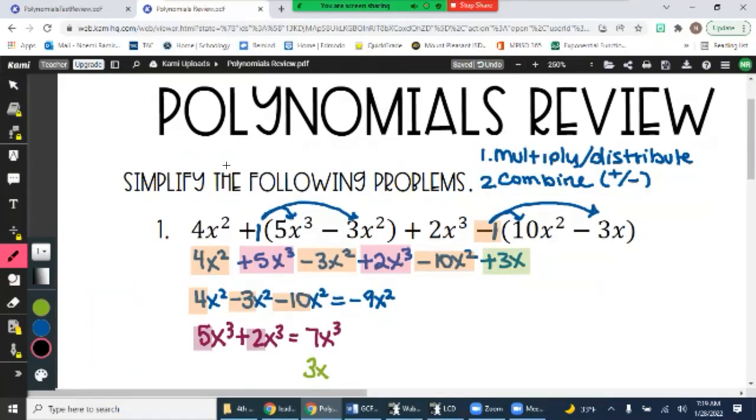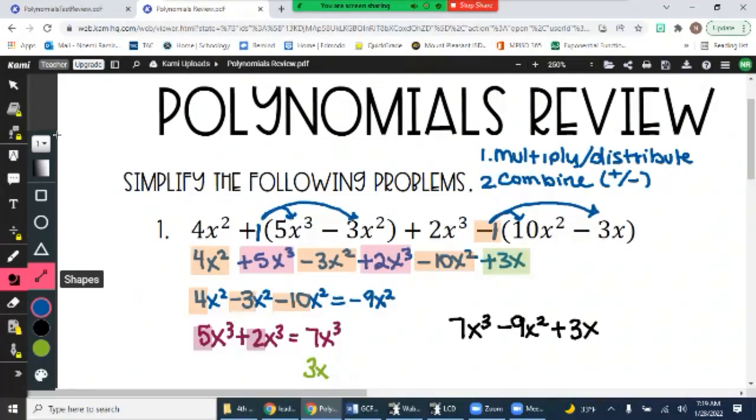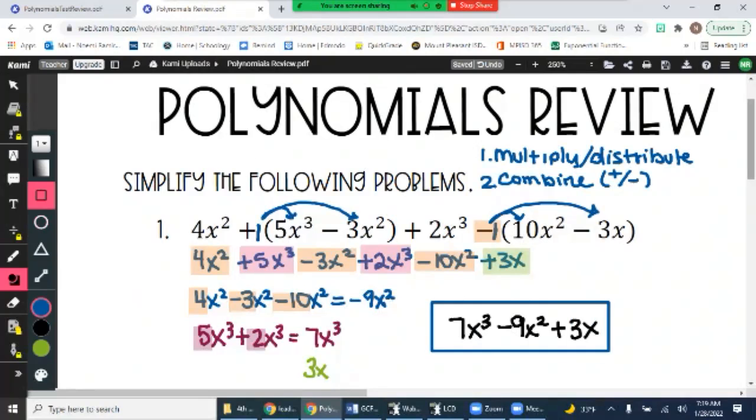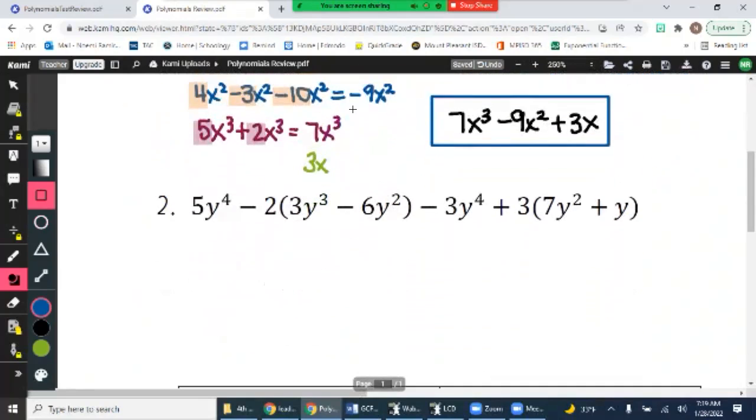Now, when you put your answer together, on the STAR test, for me, it really doesn't matter. You can do negative 9x squared plus 7x cubed plus 3x. But on the STAR test, they will have it in order from the highest exponent, which is 3 in this case, 7x cubed, minus 9x squared, and then plus 3x because it's positive. And you are complete. Next one.